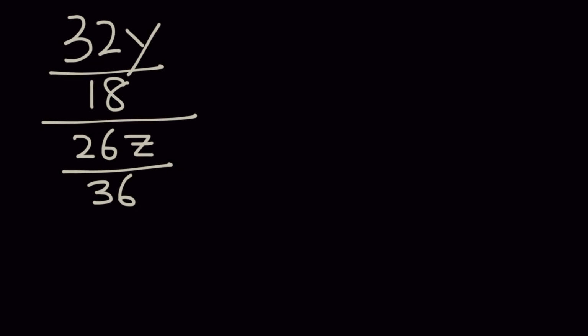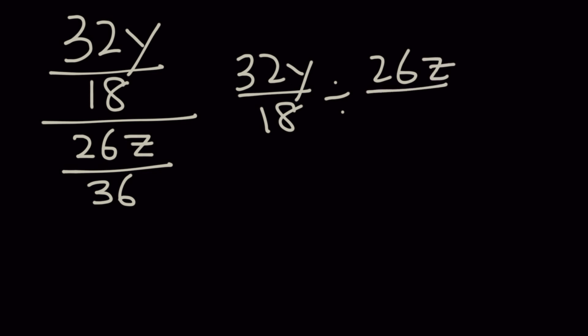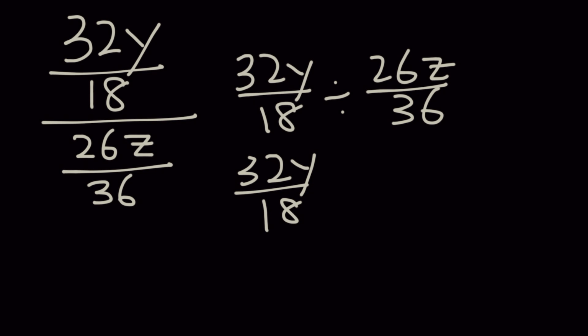Here is the second example. We're going to rewrite this. 32y over 18 divided by 26z over 36. So we'll do the same as before, leaving the first as it is, changing to multiplication, reverse the denominator with the numerator.